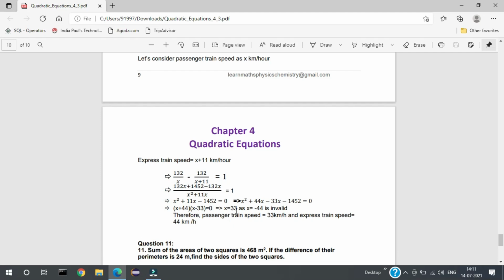So x equals 33 is valid and x equals minus 44 is not valid because it is a negative number. So x equals 33 we will take. So therefore passenger train speed equals 33 kilometers per hour and express train speed equals 44 kilometers per hour. Coming to question number 11.